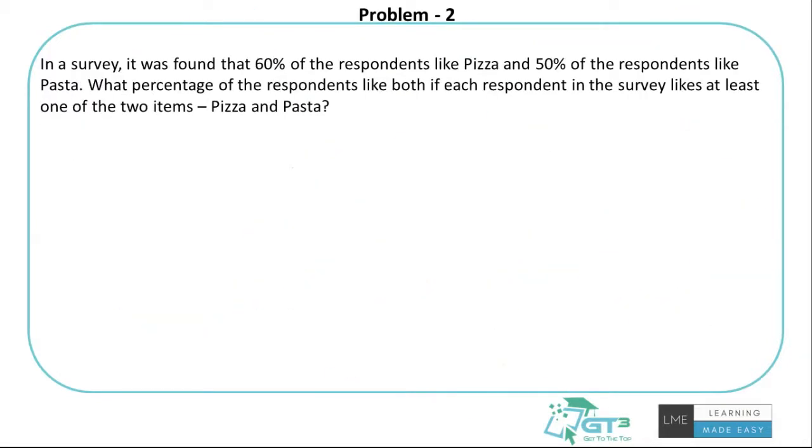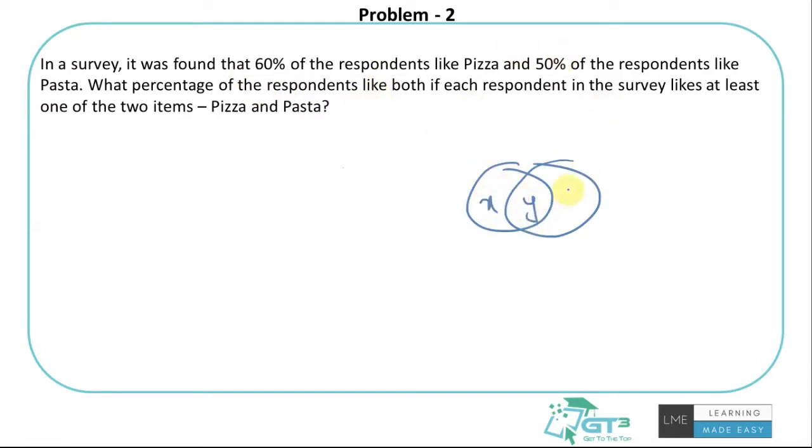Now let's get to the Venn diagrams. In a survey, it was found that 60% of the respondents like pizza and 50% of the respondents like pasta. What percentage of the respondents like both if each respondent in the survey likes at least one of the 2 items? So that means I know that each and everyone in the survey would like at least one of these 2. So I have 2 circles. So the universe itself is this. All the 100% of the respondents would fall in this.